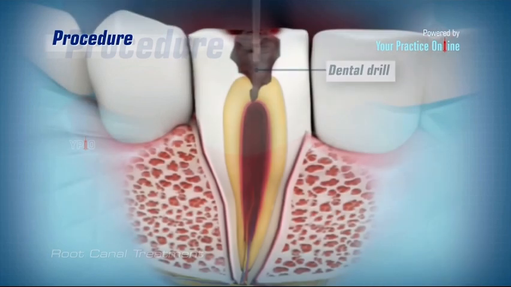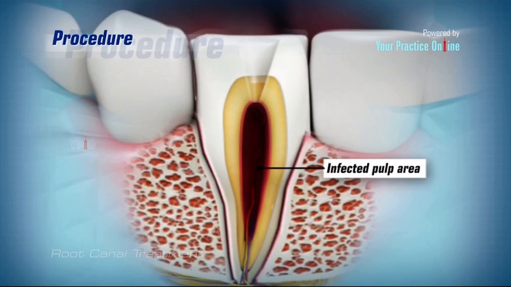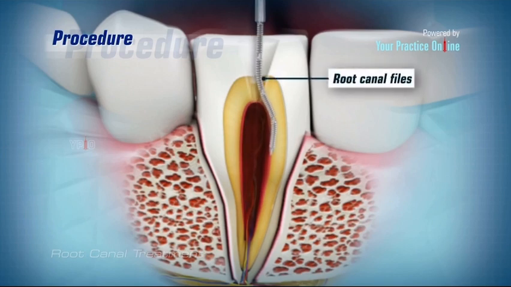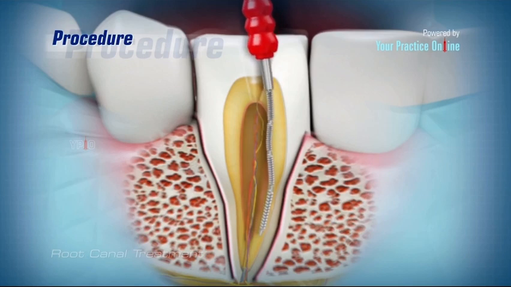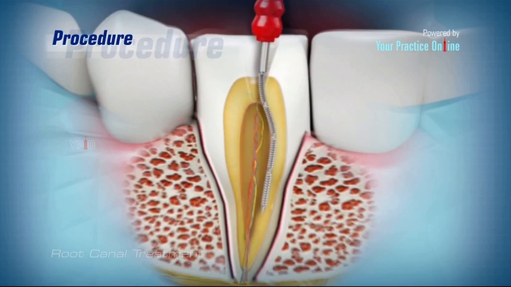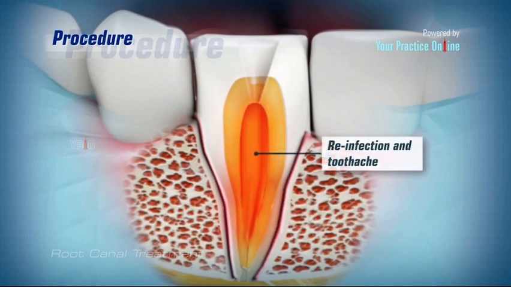Using a dental drill, an opening is created in the tooth to reach the infected pulp area. Then the infected contents of the pulp chamber are carefully removed using root canal files. A series of root canal files of increasing diameter are subsequently placed into the access hole and worked down the full length of the tooth to scrape and scrub the sides of the root canals. It is necessary to remove the entire nerve in order to prevent reinfection and toothache after the procedure.